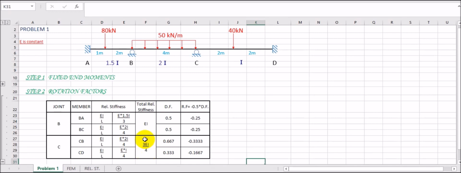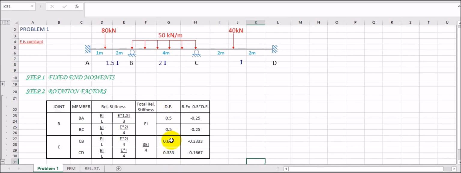Next, we'll find the distribution factor for CB and CD. Again, the same concept is to be used. 2 EI by 4 divided by 3 EI by 4, I get 0.6667. And for CD it is EI by 4 divided by 3 EI by 4, I get 0.333.